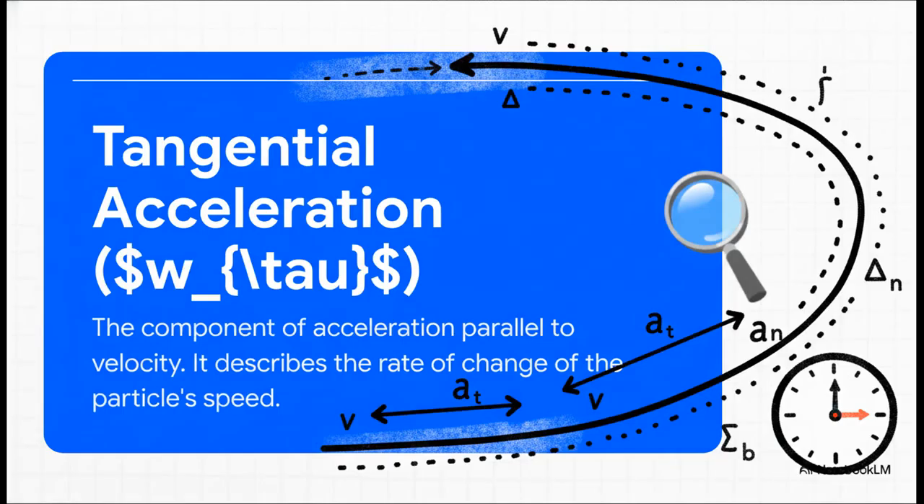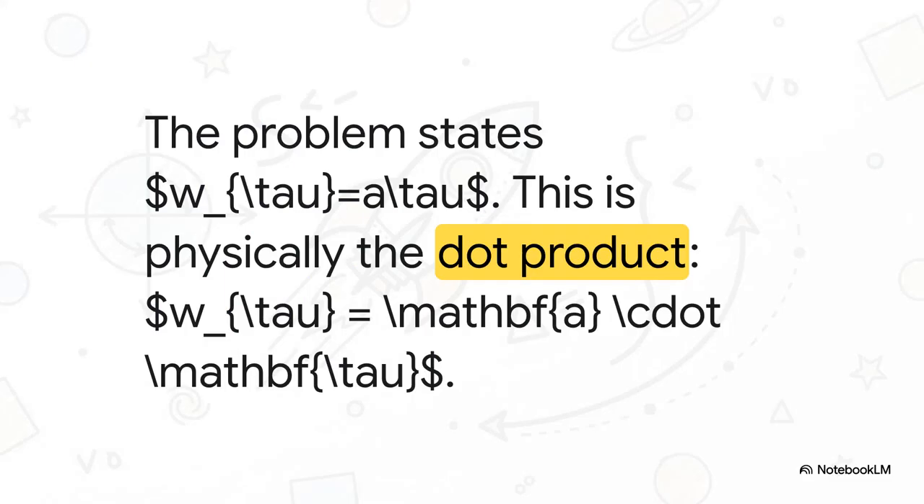Let's just do a super quick review of what tangential acceleration really is. Imagine you're driving a car. When you hit the gas or the brake, you're changing your speed. That's your tangential acceleration. When you turn the steering wheel, you're changing your direction. That's your normal acceleration. We only care about the part that changes the speed, the tangential component, which is defined as dv/dt. Now, that expression in the problem, A tau, has a very specific and important physical meaning.